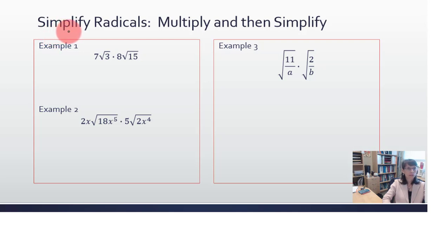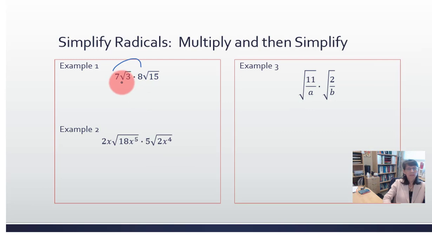In this video, we're going to simplify radicals by first using multiplication and then simplify any terms that remain under the radical. For example 1, we have 7 square roots of 3 multiplied by 8 square roots of 15. And you'll notice that 3 is not a perfect square and 15 is not a perfect square. But by using our product rule, we will take terms that are outside of the radicals, like 7 times 8 makes 56, and under the radical, 3 times 15 would give us 45.